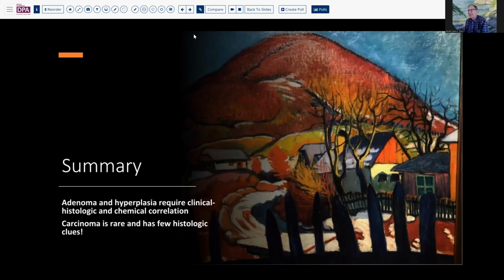So just to summarize then, adenoma and hyperplasia do require very careful histologic and chemical correlation. Parathyroid carcinoma is decidedly rare, with relatively few histologic clues, but those would be vascular invasion, lymphatic invasion, adjacent organ invasion, and metastasis, of course.